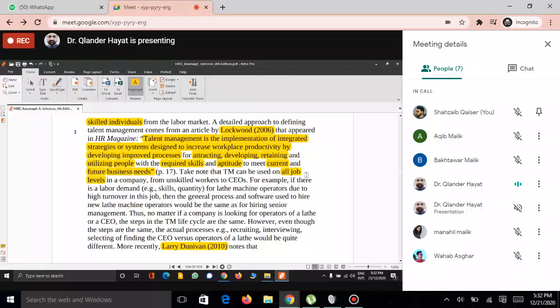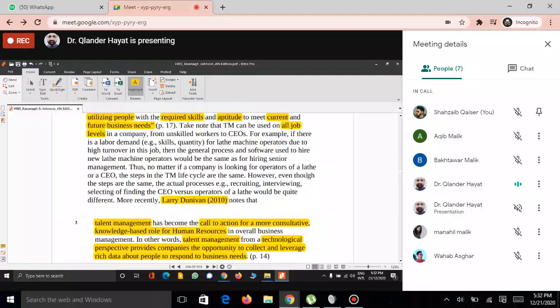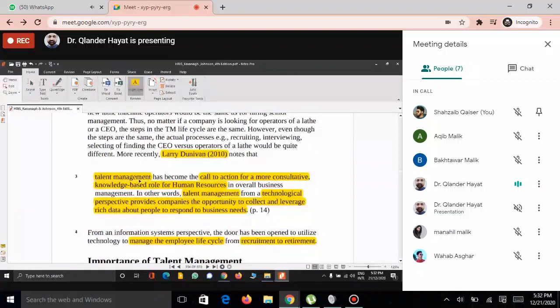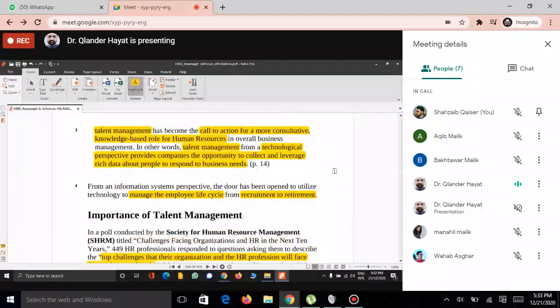The third definition related to talent management is taken from Larry Donovan 2010, and he called for a more consultative, knowledge-based role of human resource in overall business management. He said that talent management is a technological perspective which provides companies the opportunity to collect and leverage rich data about people to respond to business needs. Its main point is that talent management is a technological perspective to meet the business needs.